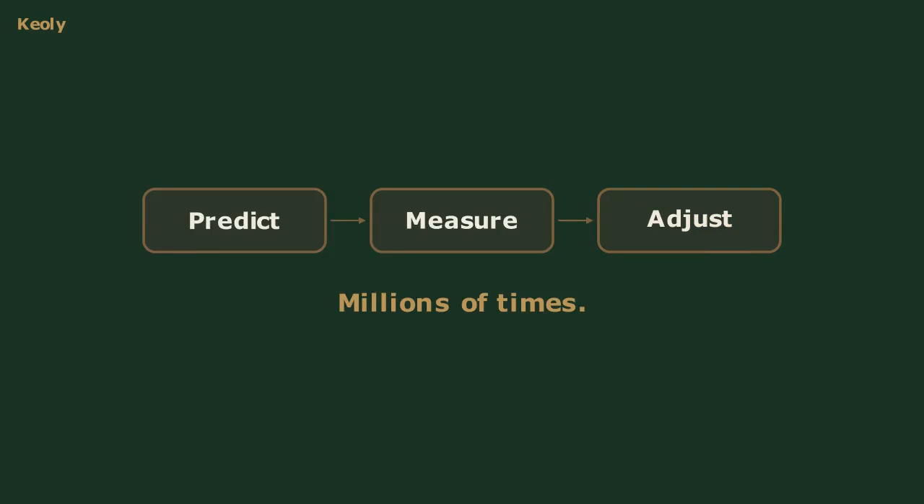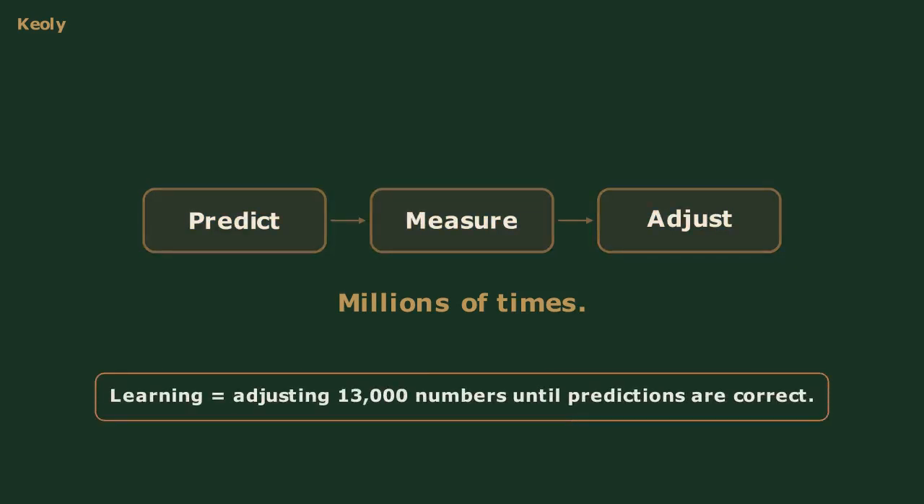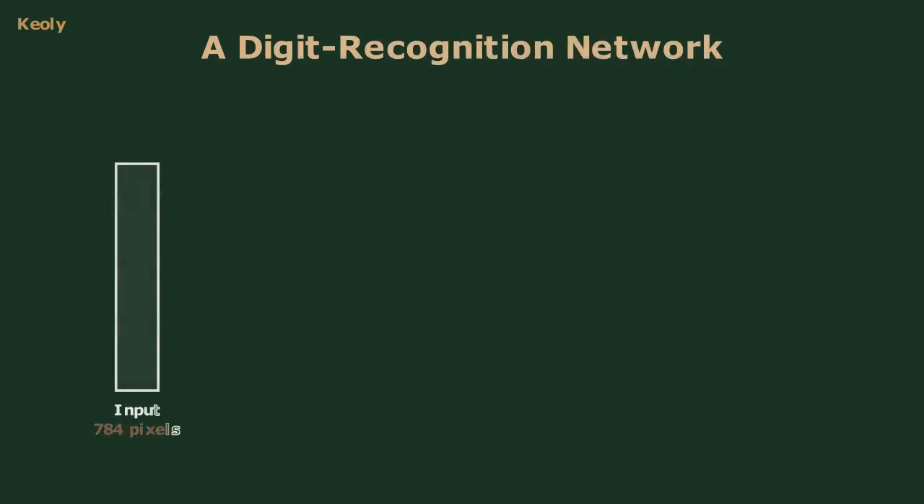Let's look at a real network. We'll use the simplest possible example, a network trained to recognize handwritten digits. It has an input layer on the left, 784 neurons, one for each pixel in a 28 by 28 image. The pixels come in as numbers between 0 and 1. Black is 0, white is 1.